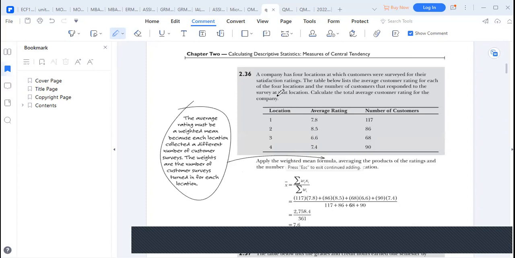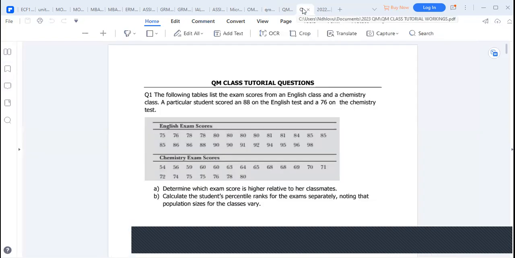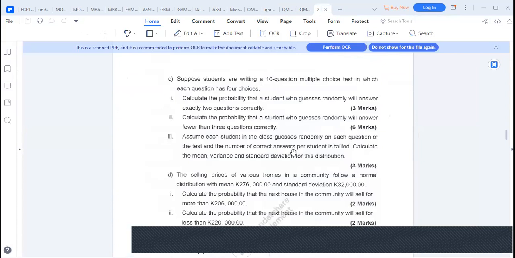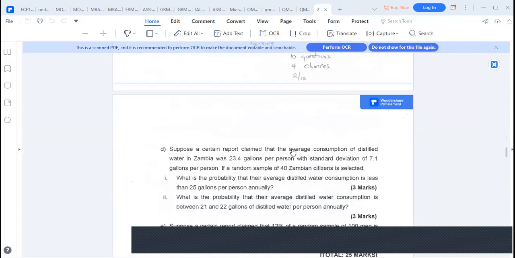Then we are also given a company with 4 locations. I'm sure as you are seeing these questions, you've seen them somewhere. These are very familiar questions which you'll still see again somewhere in your tests. I'm trying to show you that these questions are very familiar.